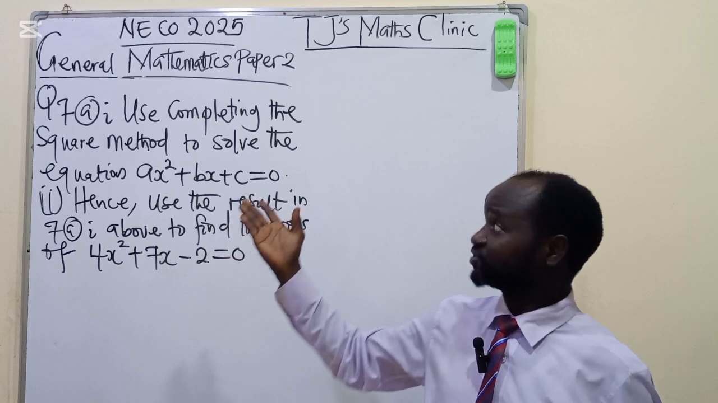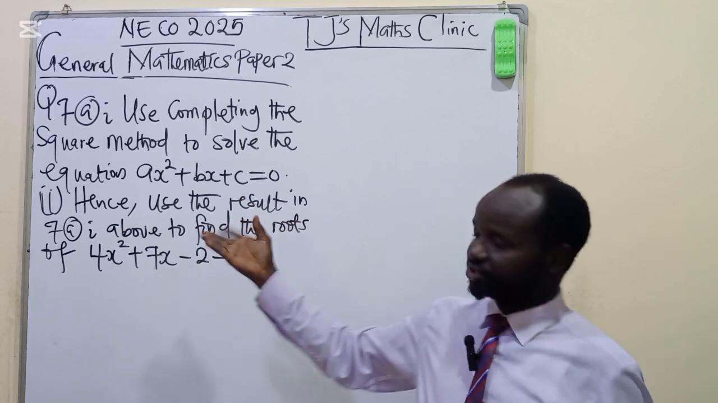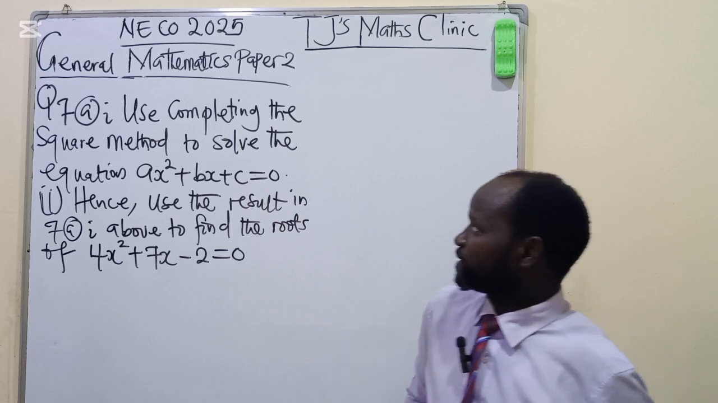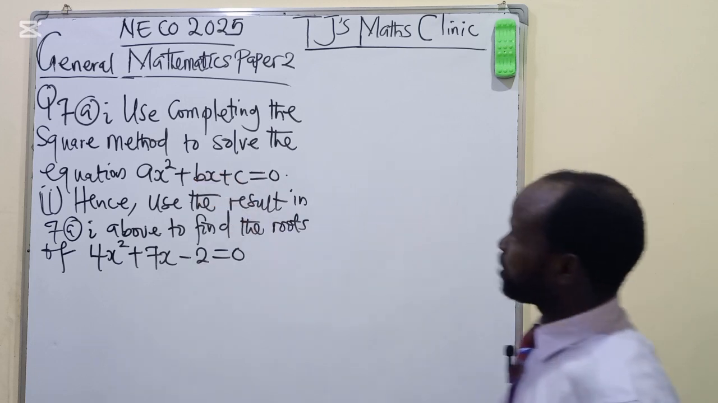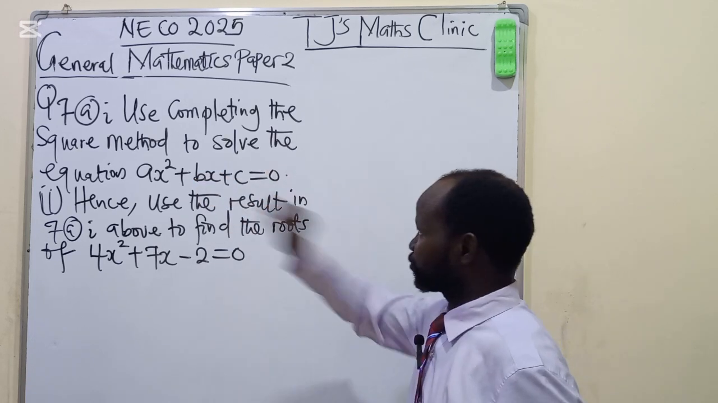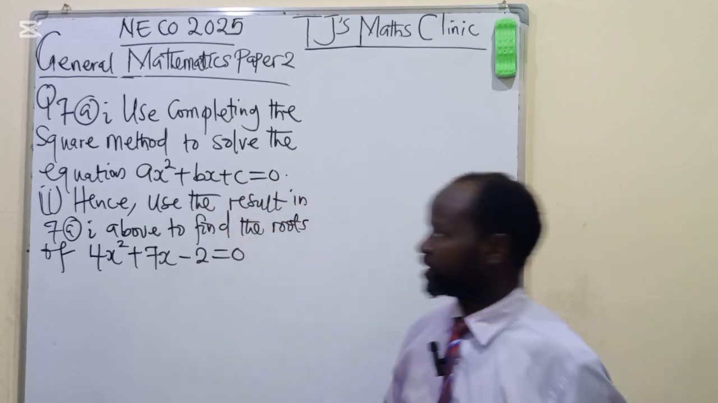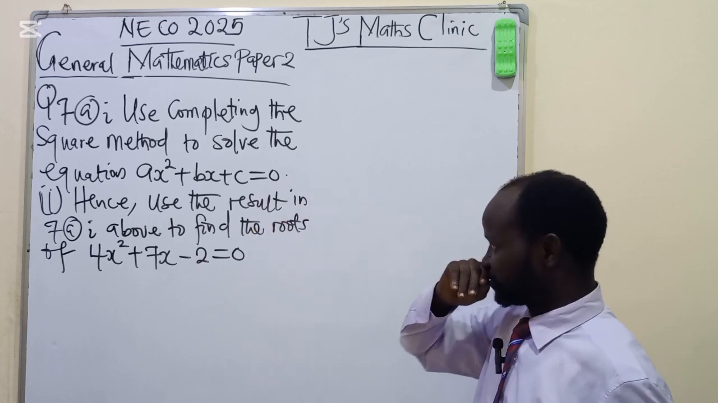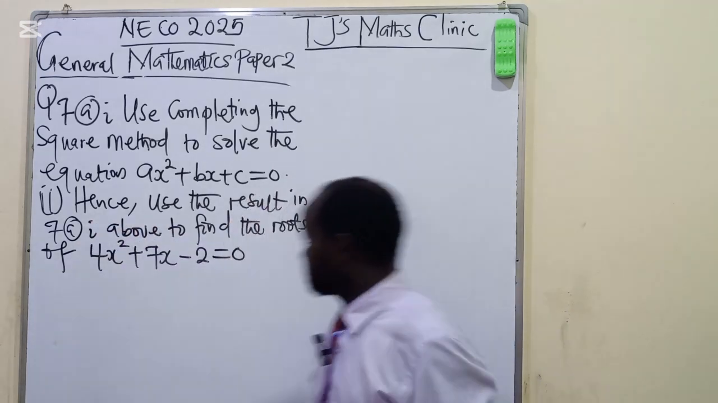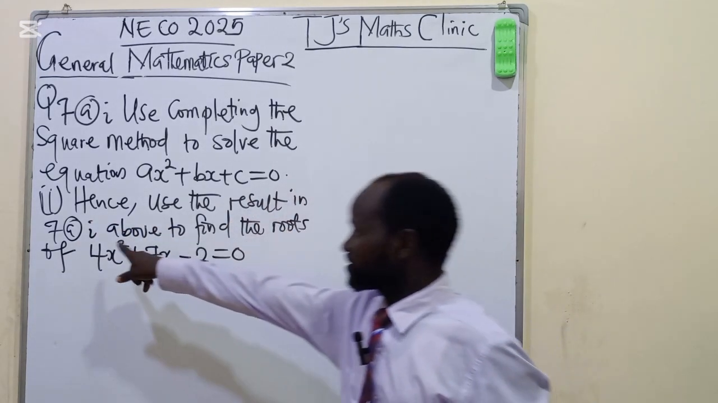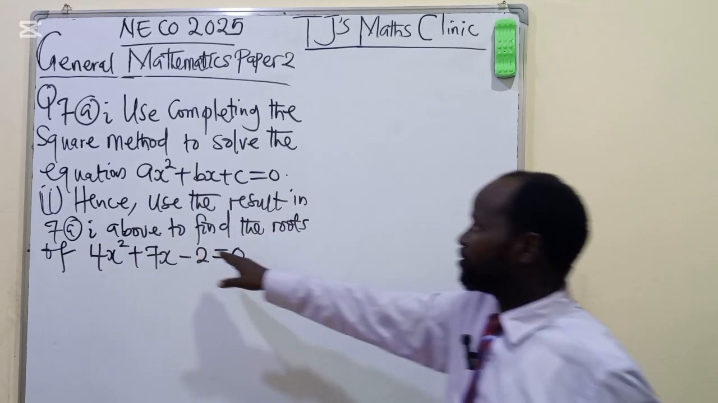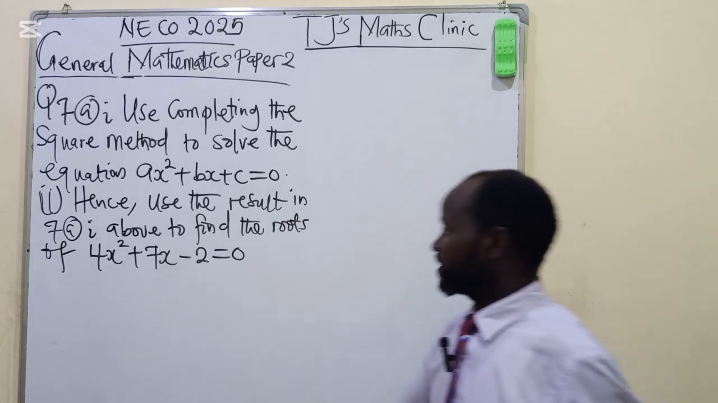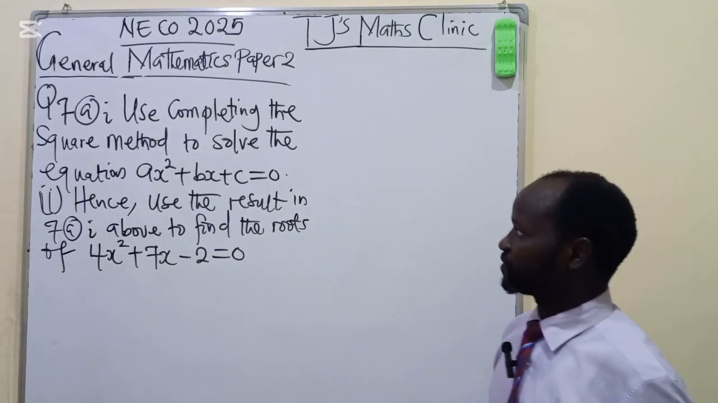With us here is General Mathematics Paper 2, Question 7a. Let's consider this 7a. Question 7a Roman numerals 1 reads, use completing the square method to solve the equation ax squared plus bx plus c equals 0. Roman numerals 2, hence, use the result in 7a Roman numerals 1 above to find the root of the equation 4x squared plus 7x minus 2 equals 0.